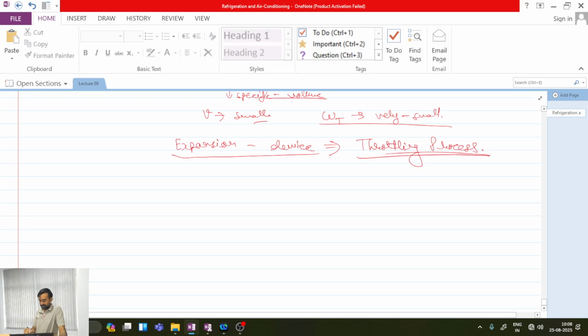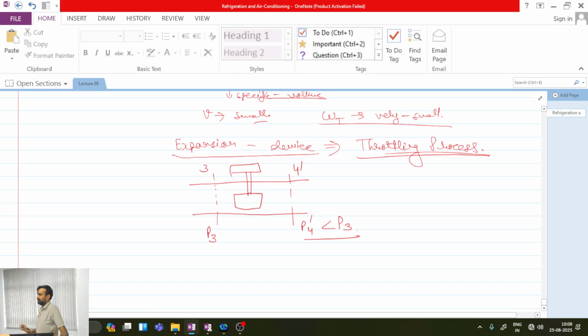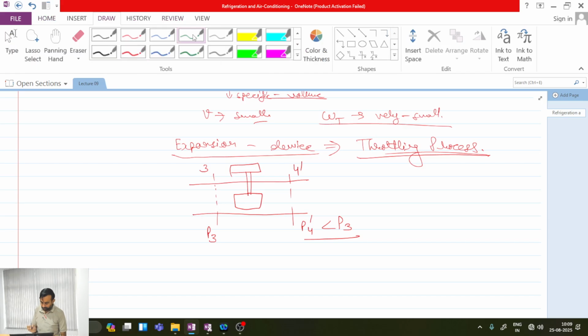Yes. So in an expansion device, we will be having a throttling process. So in a throttling process, say this is my pipe and here I am having some arrangement which is actually generating the obstruction over here to do the throttling process. Okay. So this is my point 3 and this is my point 4 dash. So I will be finding that if P3 is the pressure over here and P4 dash is the pressure over here, P4 dash has to be less than P3 because this restriction will lead to a decrease in pressure. Is this point clear?